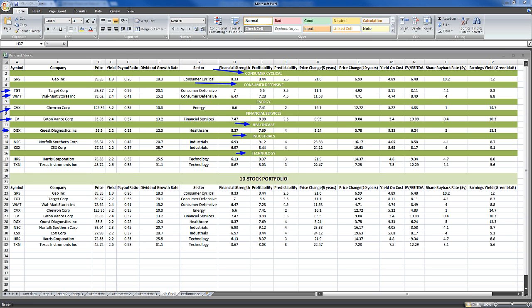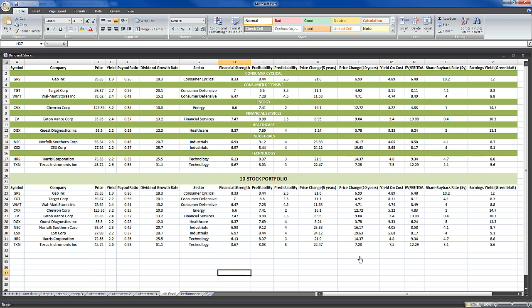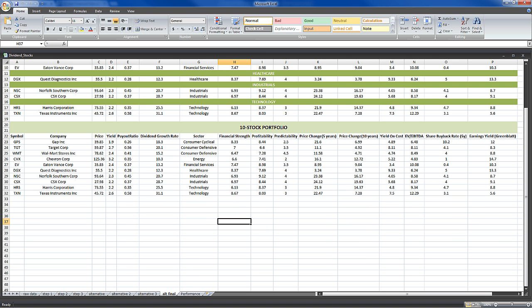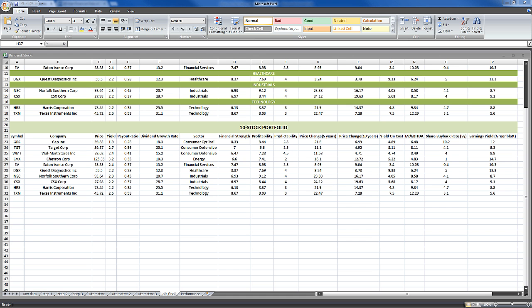And look at the metrics on these companies. Here's this 10 stock portfolio, and we just got top marks on pretty much everything. All these have been growing dividends, anywhere from 10 to 30% a year for the last 5 years. Extremely low payout ratios, with Texas Instruments on the high side. The rest of these are in the 20s, 30s, 40%. All have really high financial strength, 6.5 or better. All fairly predictable companies, 2, 3, 4 stars.